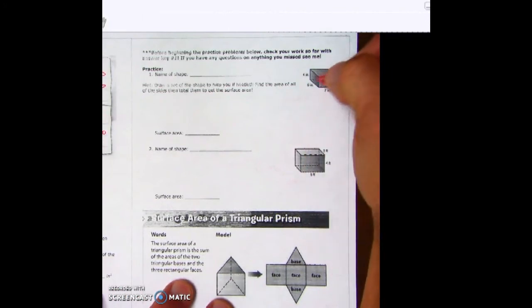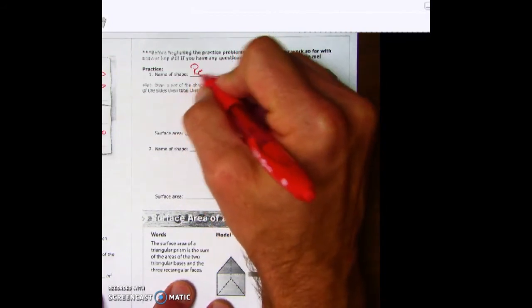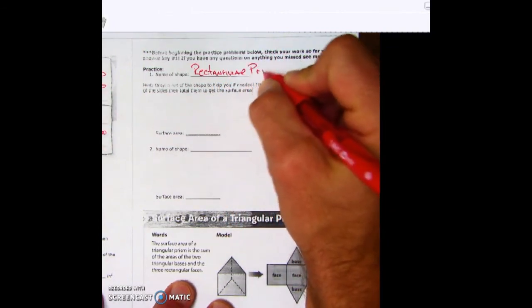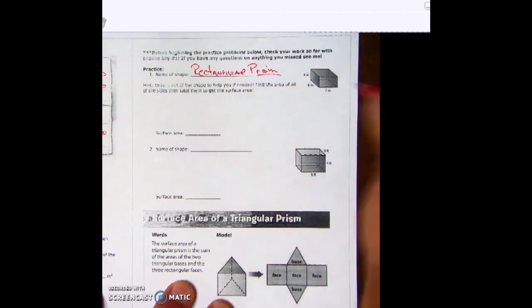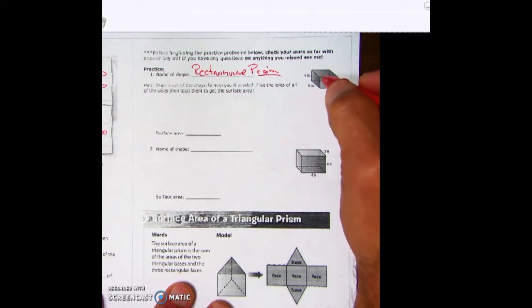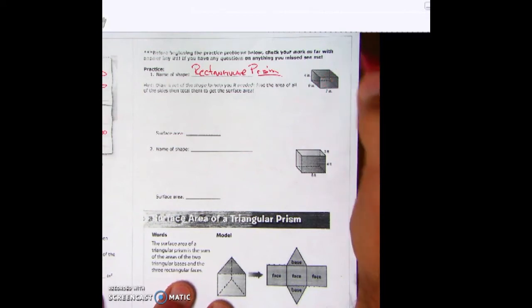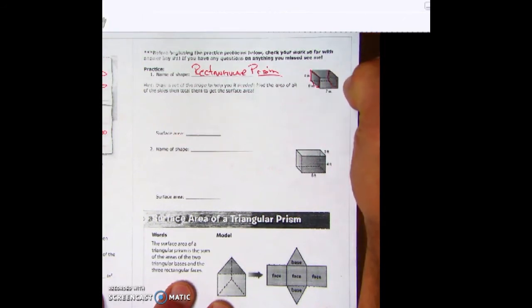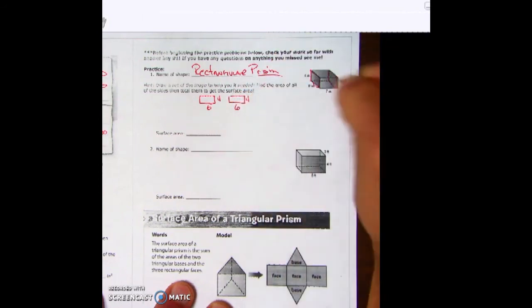All right, the name of this shape. What we have is several rectangles, and we have 6 sides and 2 bases. It is a rectangular, what? Rectangular prism. Okay, so to find the total surface area of this, it helps if we make our own type of net or break it out. So we have 2 sides that are 6 by 4. So let's go 4 and 6, 4 and 6, okay? So we got those ends.